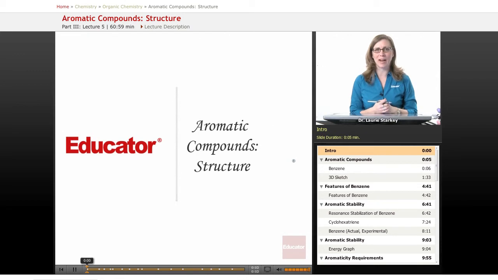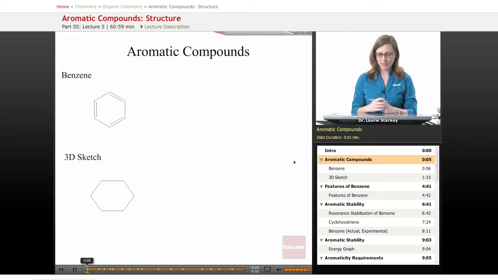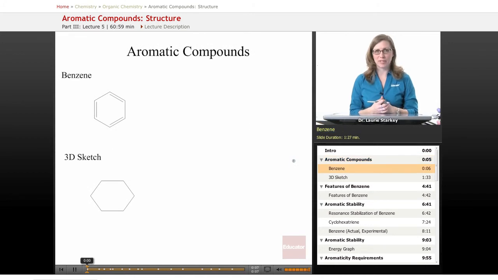Today we're going to talk about aromatic compounds. Benzene is an example of an aromatic compound. So if we take a look at benzene, some of the characteristics it has, we're going to have a better understanding of what all aromatic compounds have in common. So what makes benzene special?